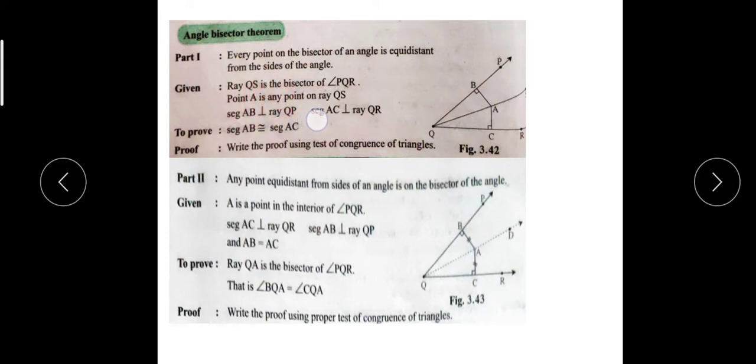QS is an angle bisector. It means that these two angles are congruent. As well as, AB is perpendicular to QP and AC is perpendicular to QR. So this is also given.